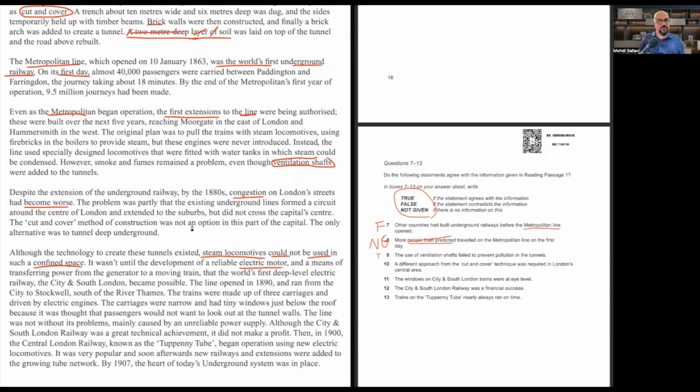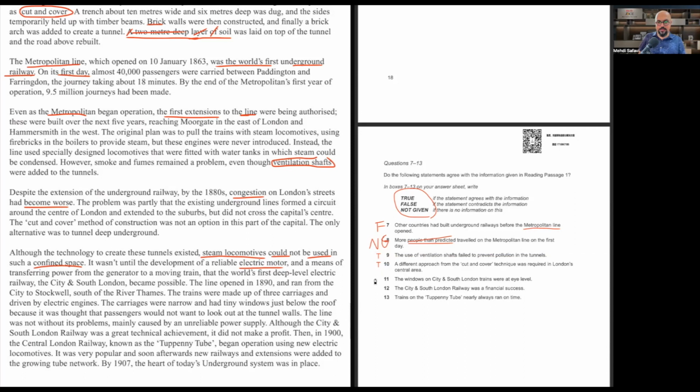The cut and cover was not an option. See, it was not an option. So it means it was not possible. It was not enough. Whatever the alternative is, the answer is true. That's because a different approach was needed, and here it says that there was not an option.